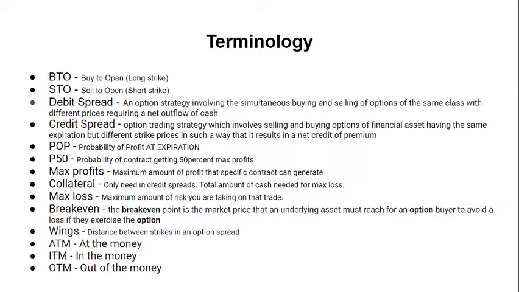Your wings, you'll hear me say that. Your wings is the width of your strikes. So if you have a buy to open and a sell to open, and they're $5 wide, those wings are $5.